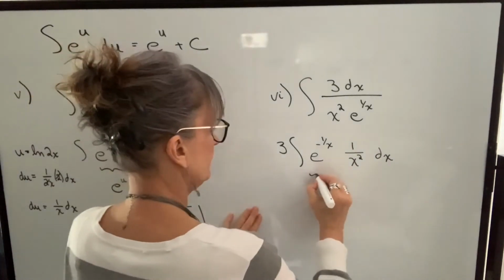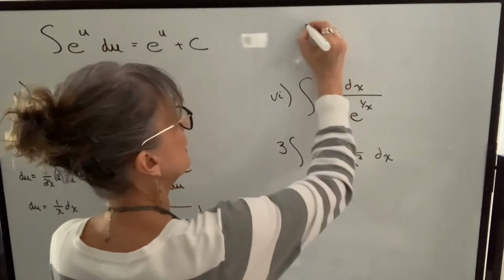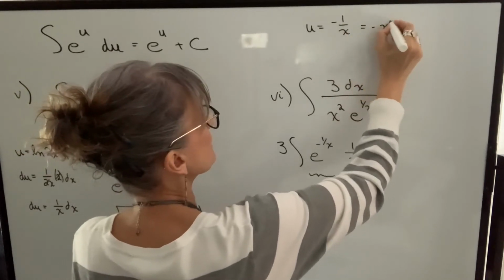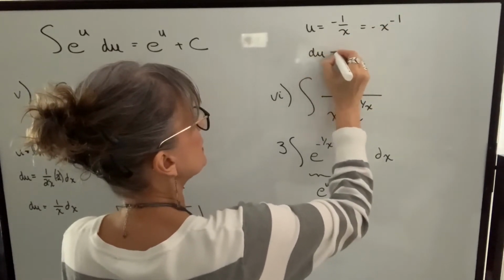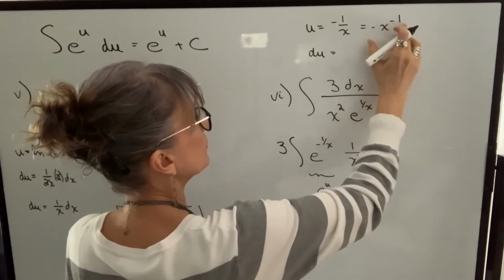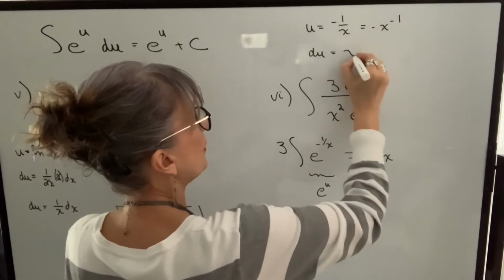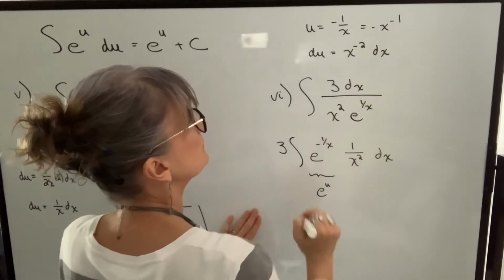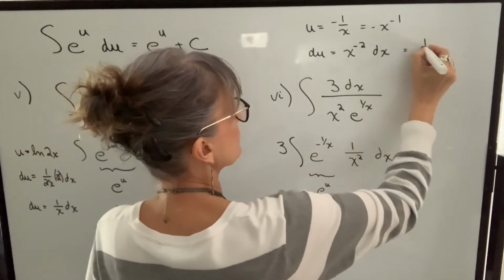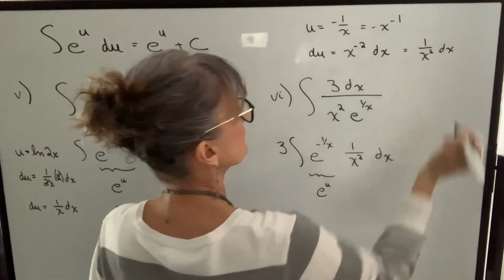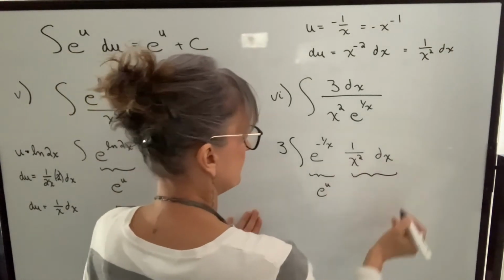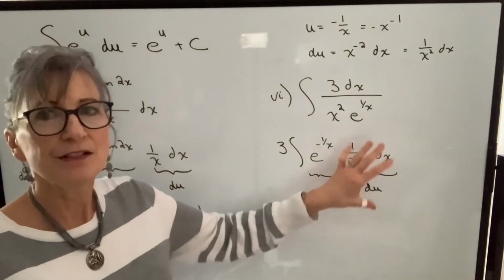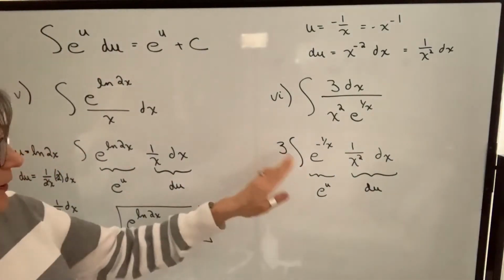So if my pattern that I'm looking to use is e to the u, I'm defining u as negative 1 over x, or in other words, negative x to the negative 1. So the du factor will be the derivative of negative x to the negative 1, which will be negative times negative, which will be positive, x to the negative 2 times dx, which is the same as 1 over x squared dx. I actually have that. So again, no manipulation is required in order to make this exact. It already is exact, and now I can just integrate.